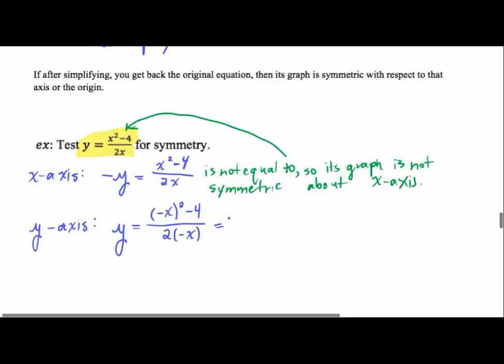Okay, because now we can simplify this, and when we do, negative x times negative x is positive x squared, because the negatives cancel. You've got a negative times a negative. So this one becomes positive x squared minus 4, but the denominator is 2 times negative x, or negative 2x. It's still not the same as the original, right? Because we have this negative down here that's not going away. So it's also not symmetric about the y-axis.